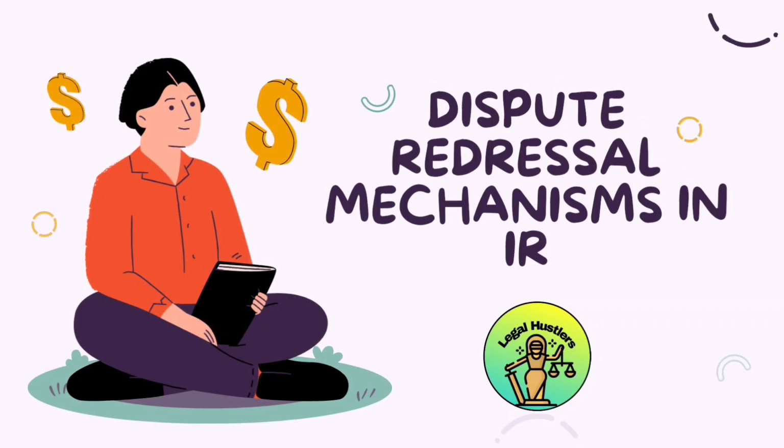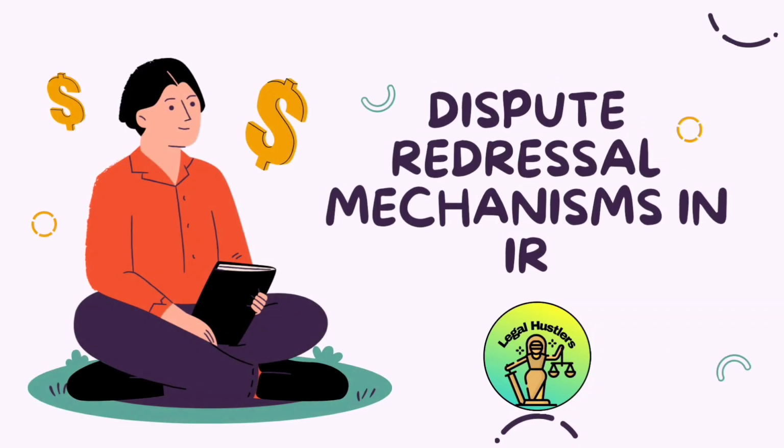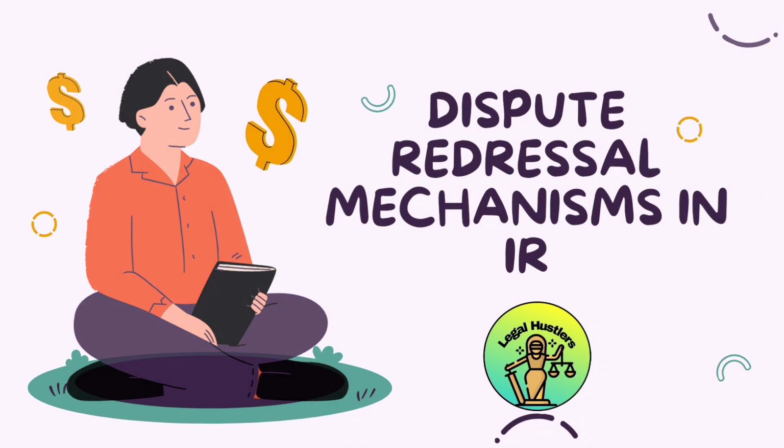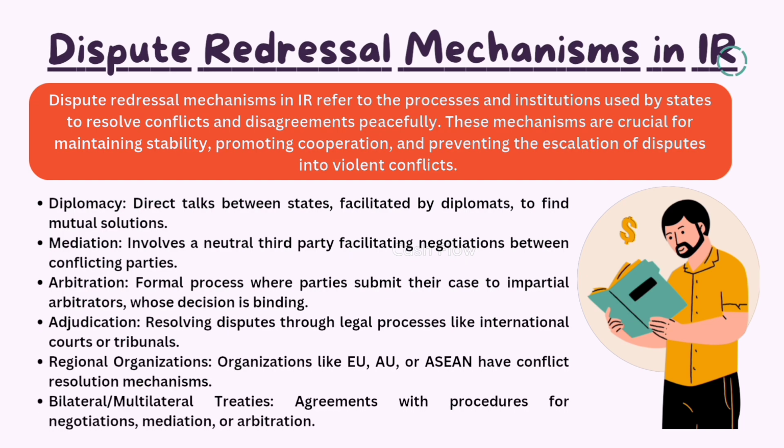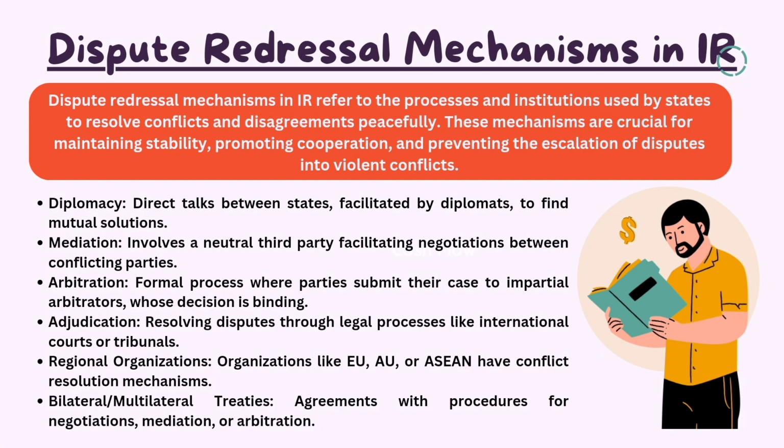In this video, we explore the key mechanisms for resolving disputes in the complex landscape of international relations. Dispute redressal mechanisms in IR refer to the processes and institutions used by states to resolve conflicts and disagreements peacefully. These mechanisms are crucial for maintaining stability, promoting cooperation, and preventing the escalation of disputes into violent conflicts.